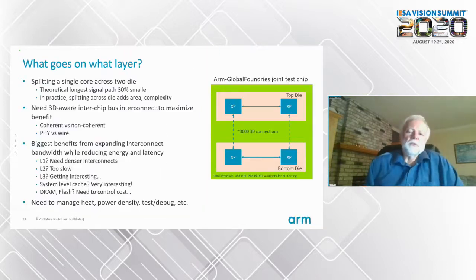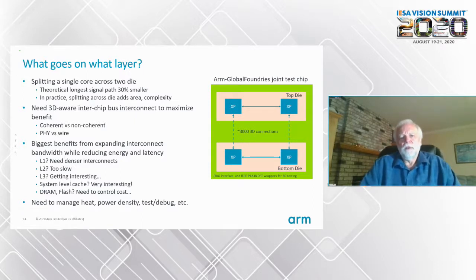So that brings us to a multi-die system. If we're going to build one, what are we going to do? What are we going to put on each layer? In theory, you can split logic across different layers. And so if you stack 2 die, the longest single path is now 1 over square root of 2, so 30% smaller. In practice, the elevator overhead starts adding up, and the complexity of doing that increases as well. So that's a theoretical possibility, but at the moment it's not really viable.